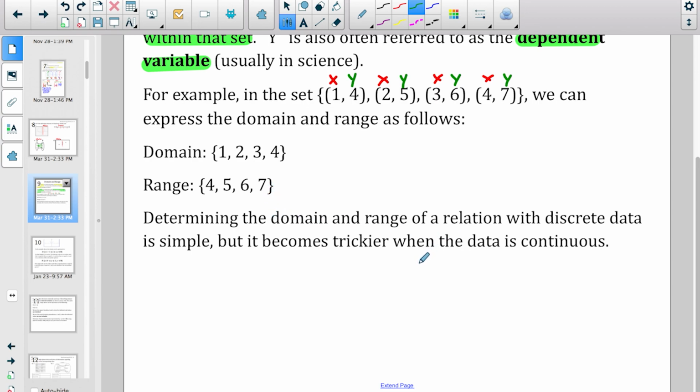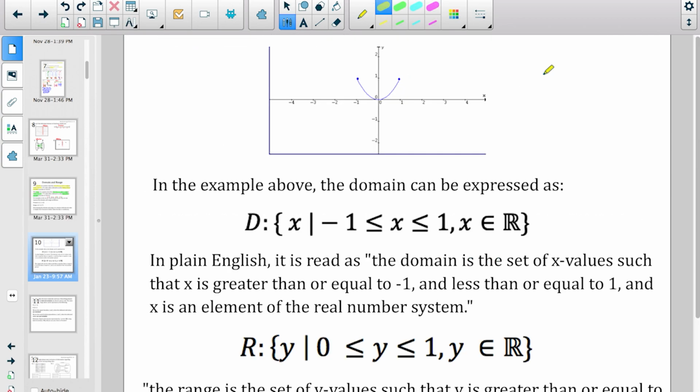Now, like I said earlier, figuring out the domain and range of discrete data is fairly simple, but it does get trickier when your data is continuous. So taking a look at this first example here, we'll notice that we have a curved line going from here until here, and we go between here and here.